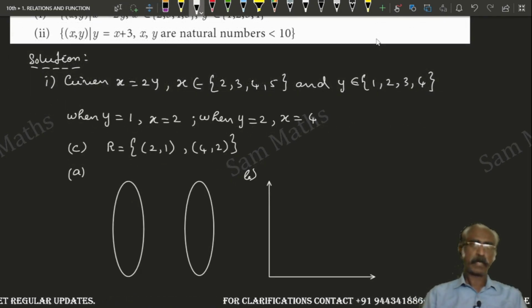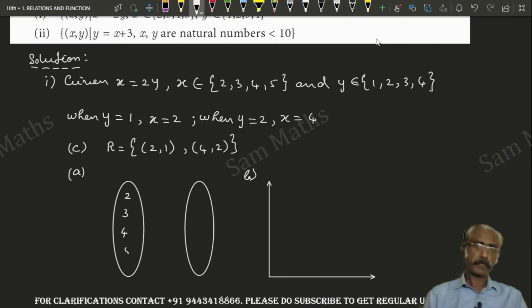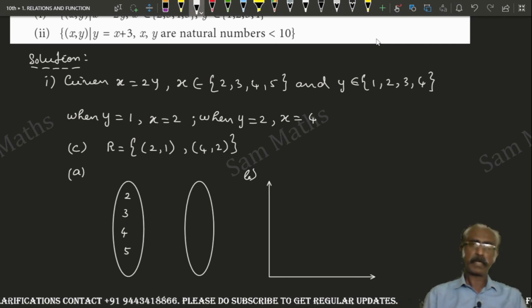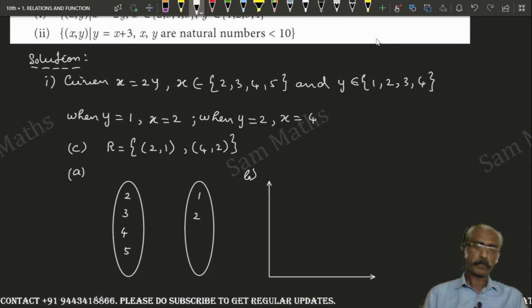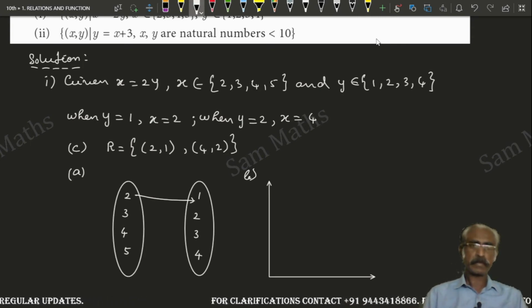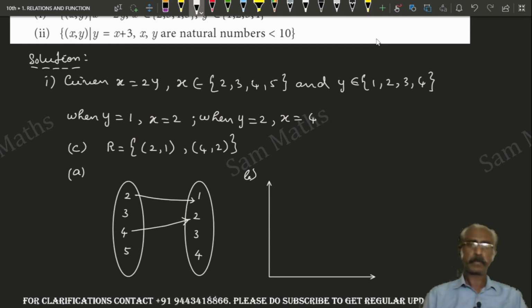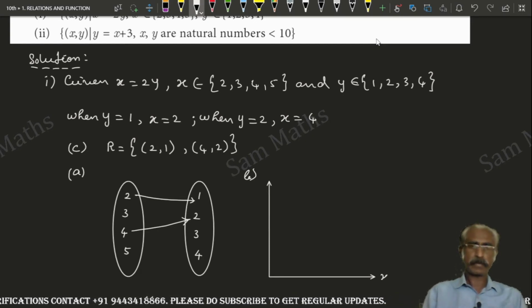Now we can draw the arrow diagram. In the first set, the elements are 2, 3, 4, 5. In the Y set, the elements are 1, 2, 3, 4. Now 2 is related with 1, so I can draw a line in the arrow diagram. Then 4 is related with 2, so draw a line straight to 2. There, children. Then for the graph, I consider the x-axis and y-axis.